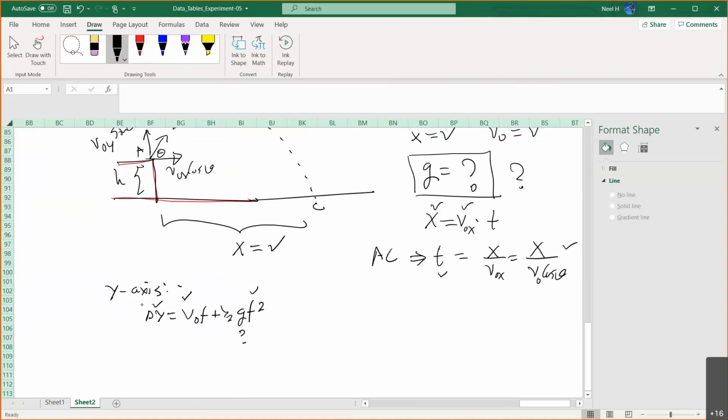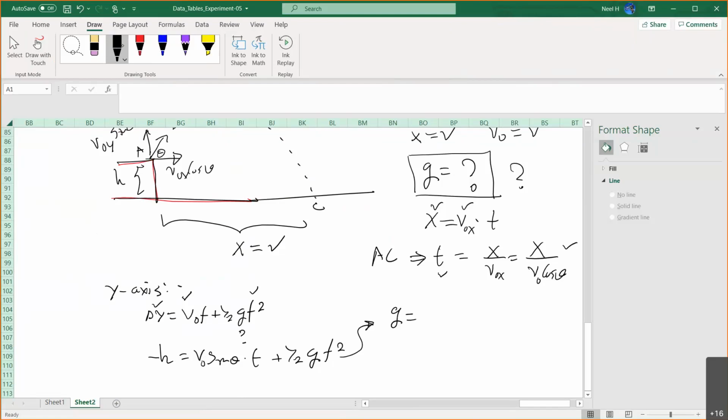Let's apply: delta y is going to be minus h, which is equal to v0y. Upward direction is positive, so v0y is v0 times sine theta, times the time, which I already know. Let's plug that in later. Plus half g t to the power 2. Now from there I can actually recalculate g, right?